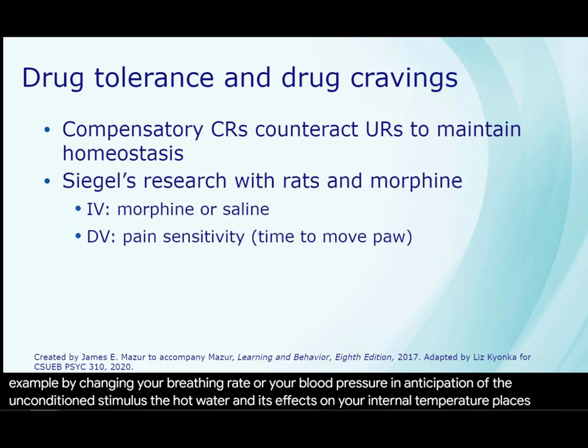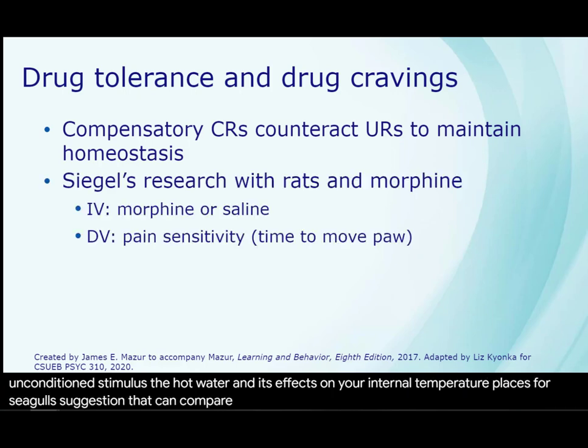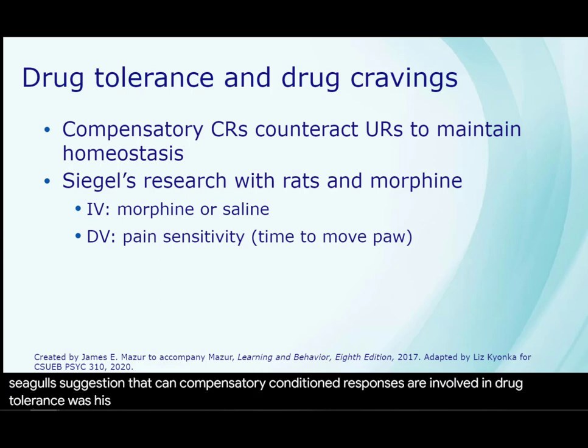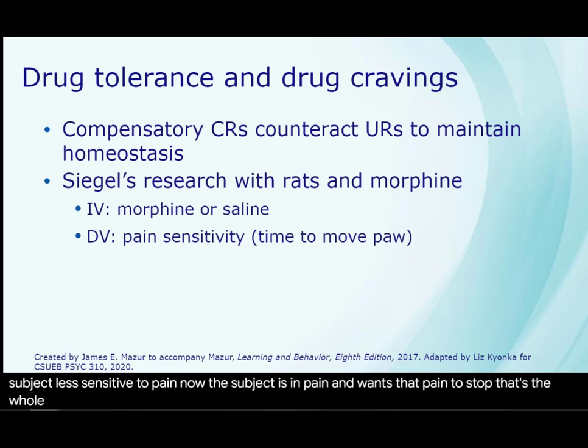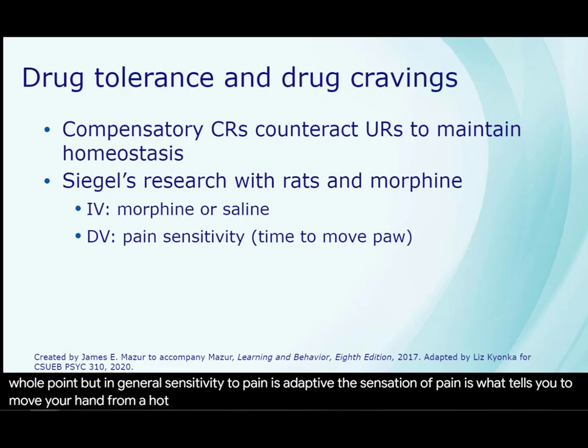The basis for Siegel's suggestion that compensatory conditioned responses are involved in drug tolerance was his experiments with rats and morphine. Morphine is an analgesic. It makes the subject less sensitive to pain. Now, if the subject is in pain and wants that pain to stop, that's the whole point. But in general, sensitivity to pain is adaptive. The sensation of pain is what tells you to move your hand from a hot stove so that it doesn't burn, for example.